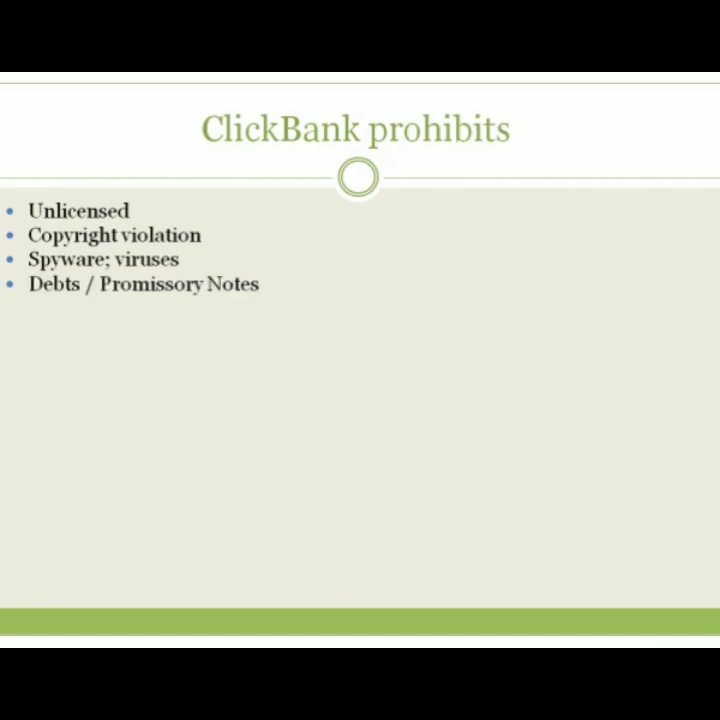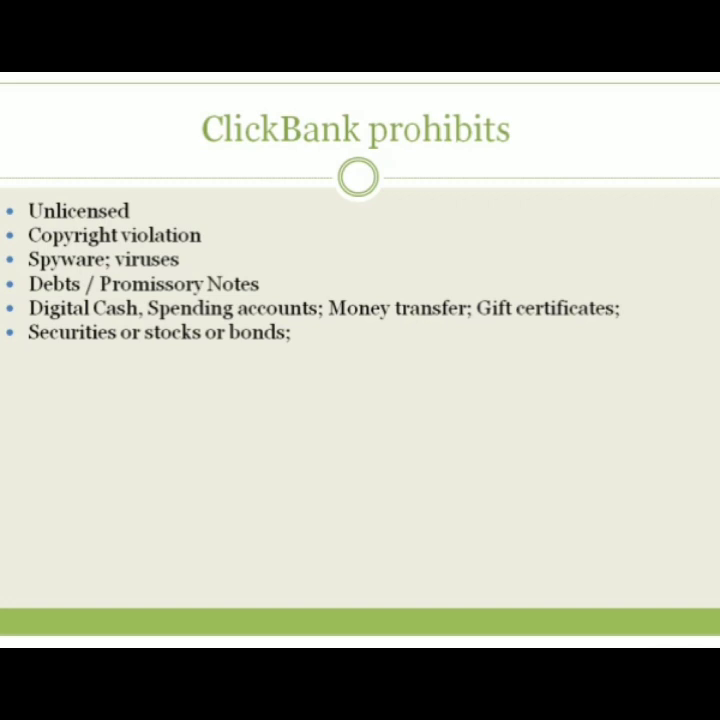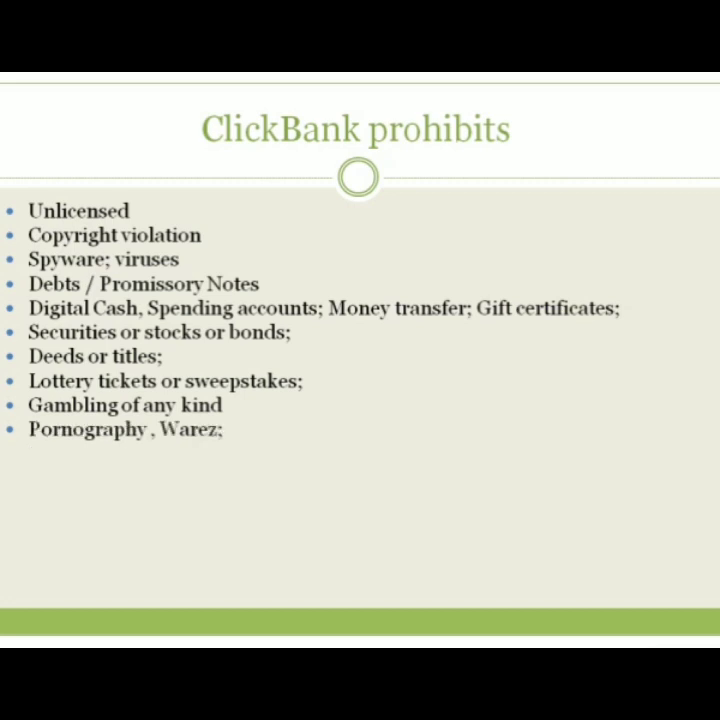existing debts, promissory notes, digital cash, spending accounts, money transfers, gift certificates, and most likely a lot of these things are on the list because somebody else did it and it just didn't work out. You've got securities, stocks, bonds, deeds, titles, lottery tickets, sweepstakes, wagers, wager pools, gambling, or betting of any kind. There used to be a lot of gambling products, but a lot of them were pulled off.